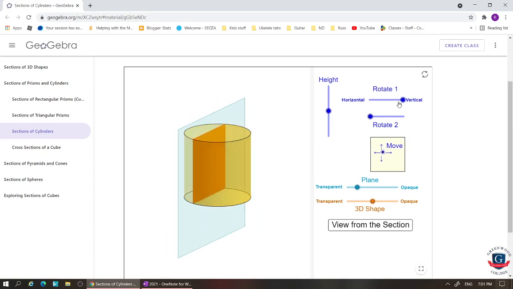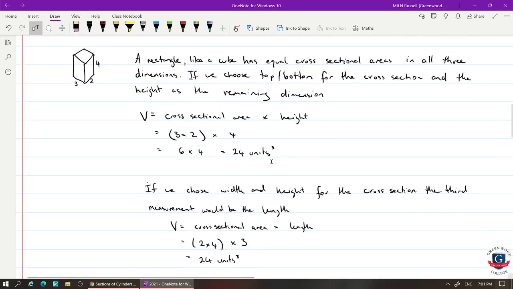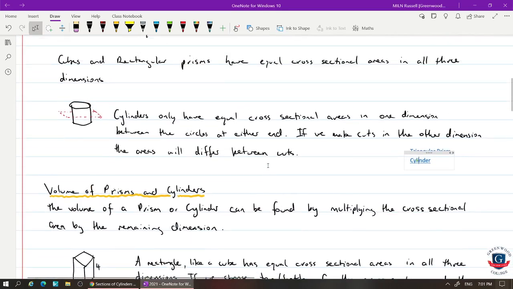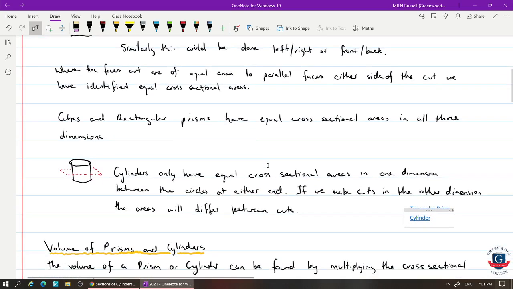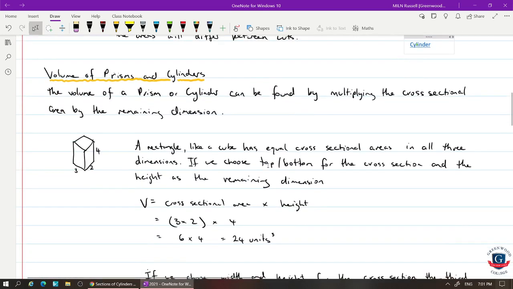We would like it to be in the other plane, this one, where the cross-sectional area, wherever we make the cut, is of equal size. So let's go back. To find those equal size cross-sectional areas, we have to have a look at our shape and see where it is. Once we've found the plane where we can find the equal cross-sectional areas, we just take that cross-sectional area and multiply it by the height, and that'll give us the volume of the shape.